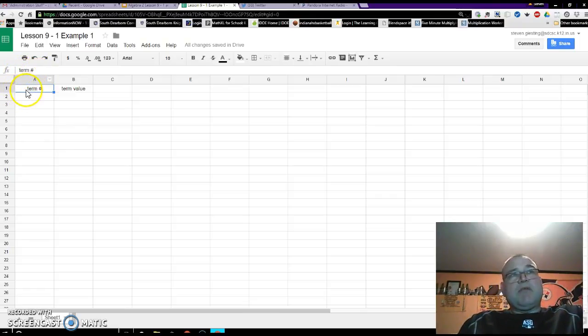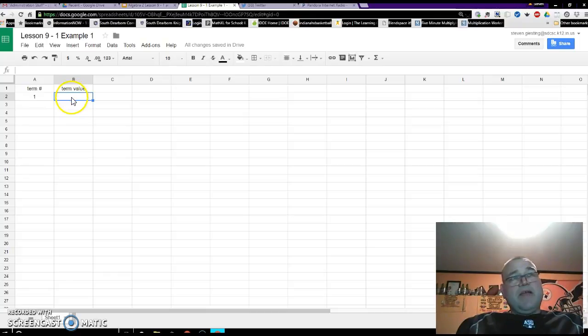So in A1, I write term number. In B1, I write term value. Well, remember what we said by the definition of a sequence. It's a list of terms, most often starting with 1. So I'm just going to put 1 into cell A2.